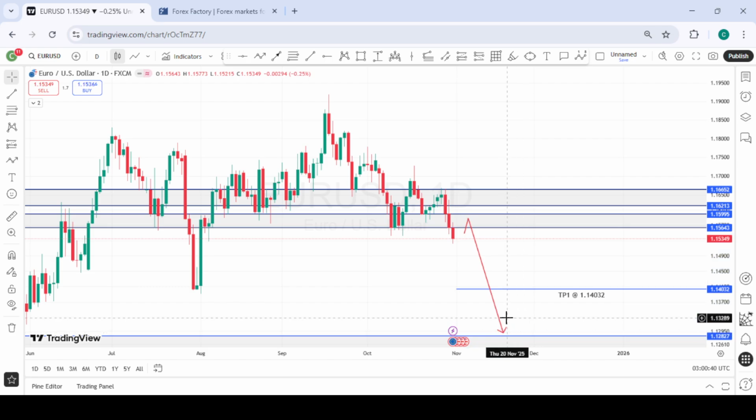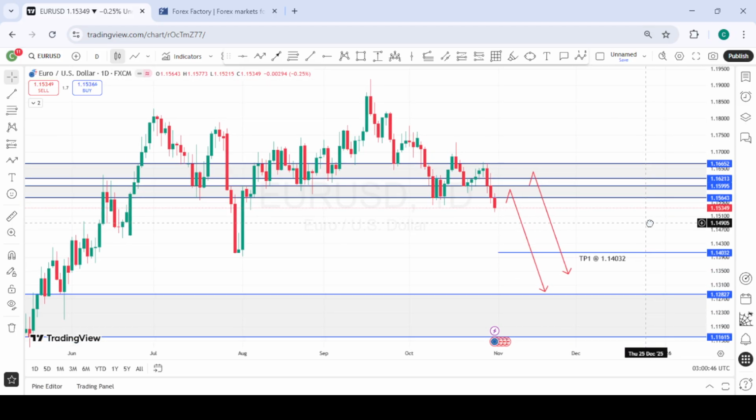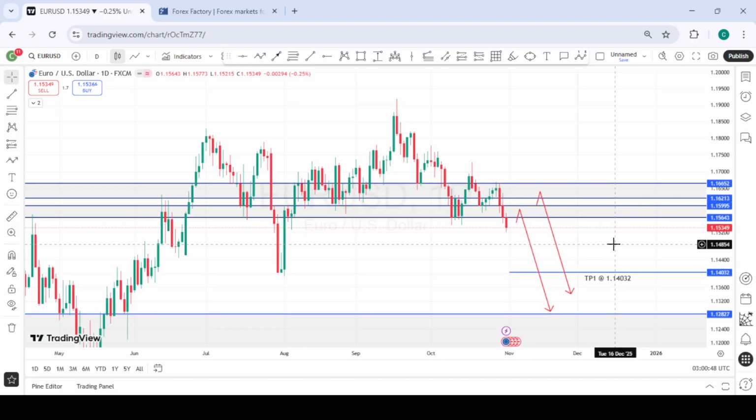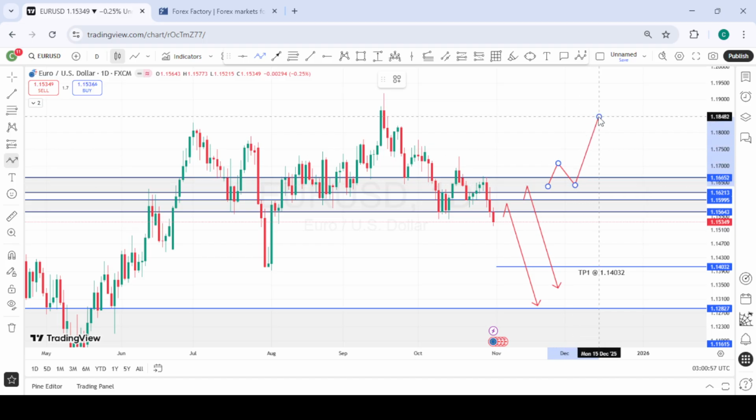Should price pull back a bit higher into this zone, we'll still be very much interested in taking the sells from that zone to the downside. So we are very bearish on EURUSD. For this to shift bullish, we'll have to see price come all the way up, break this zone above, get a retest and go to the upside. Until then, we are very bearish on EURUSD, just as we saw on DXY.